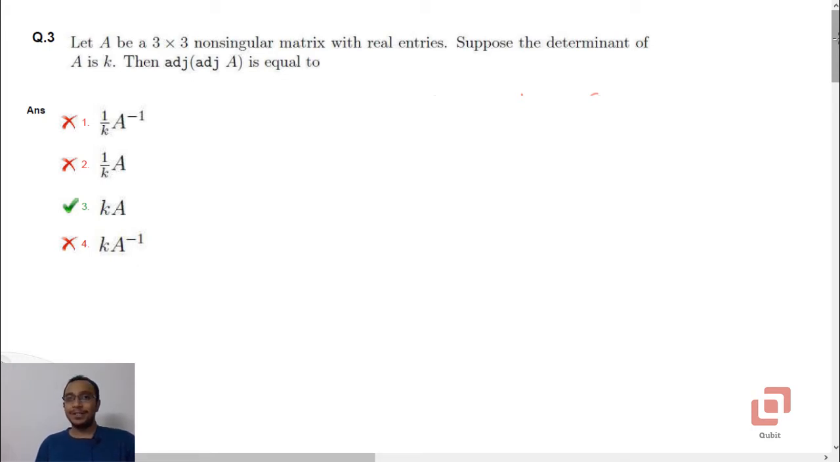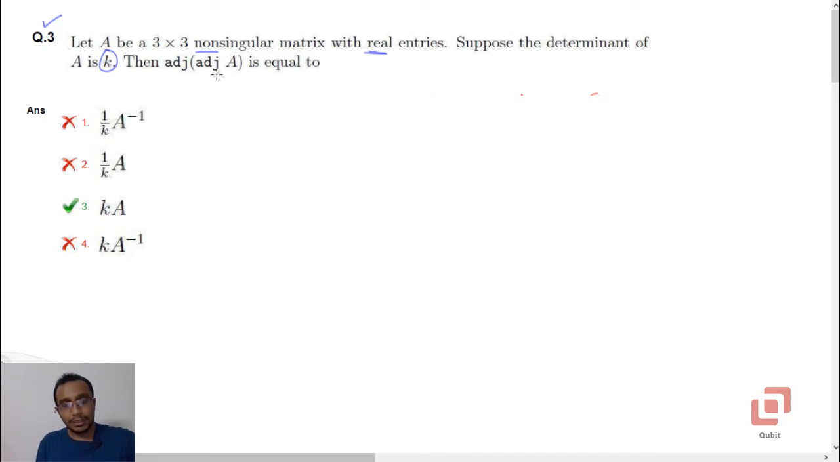In this video we are going to see how to solve question number 3 from NEST 2020 second shift. This question is based on matrices and the properties of the adjoint. Let A be a 3x3 non-singular matrix with real entries. Suppose the determinant of A is K. Then the adjoint of the adjoint of A is equal to, and we have got 4 options.